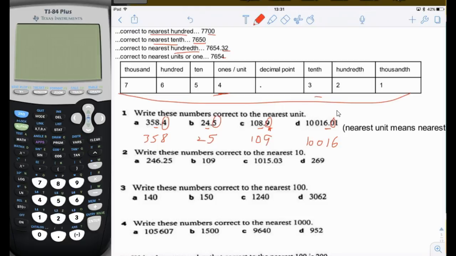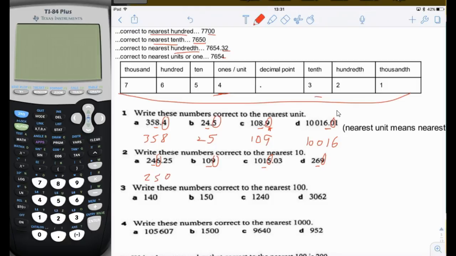Write these numbers correct to the nearest 10. So we're going to look at the 4. We want to keep the 4 or make it one bigger. Okay, and what number are we going to look at to see if we round? We're going to look at the 1 in the units or the ones place. Does the 6 make the 4 round up? Yes, it does.